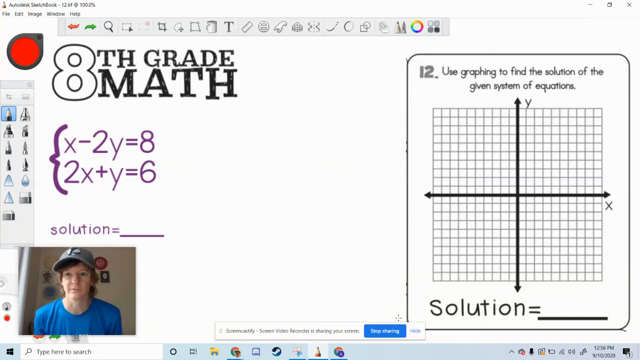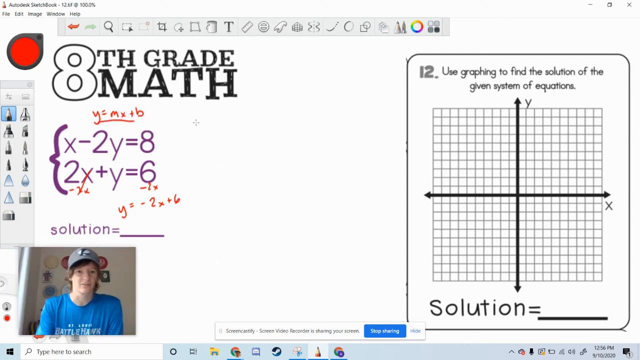All right, number 12. Use graphing to find the solution of the given system of equations. The solution is going to be where these two lines cross each other. Normally our lines have been written in the form y equals mx plus b. These are not in that form. We could change these using inverse operations. For example, we could subtract 2x from this one, and we'd have y equals negative 2x plus 6, and that is in y equals mx plus b.